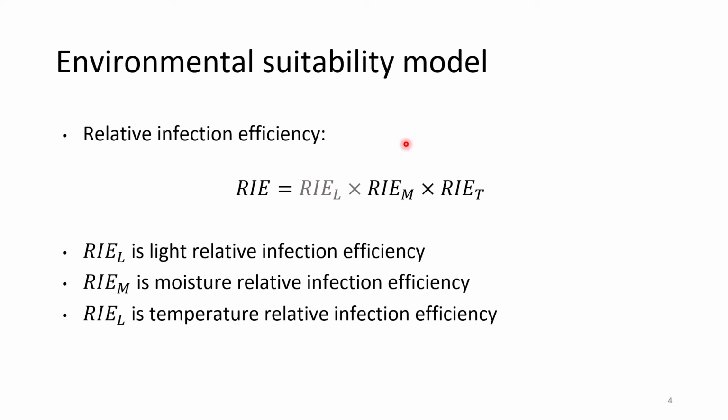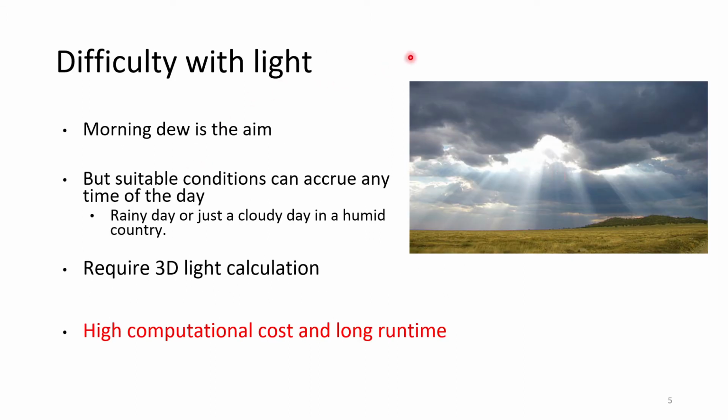The model looks like this in the simplest way. So basically a multiplication of the light, the moisture, and the temperature part of the model. We will not focus on the light calculation and the light modeling because it requires a much more difficult approach. A 3D light calculation costs a lot and its runtime is much longer than the other approaches.